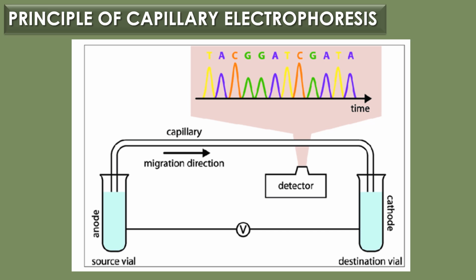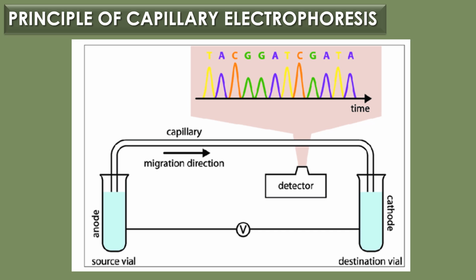Principle of capillary electrophoresis. In capillary electrophoresis, the electrophoretic separation occurs in a capillary tube of about 25 to 75 micrometer in diameter. A liquid sample containing molecules to be separated is first injected into the capillary either by applying pressure or high voltage power of about 10,000 volts to 20,000 volts.